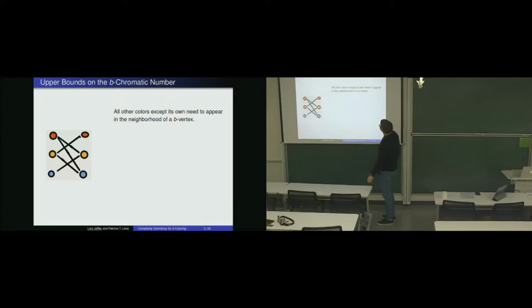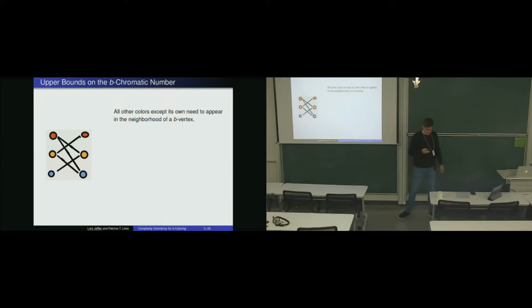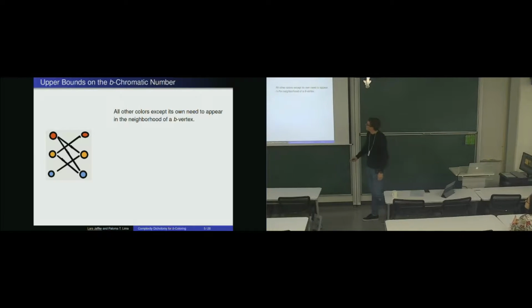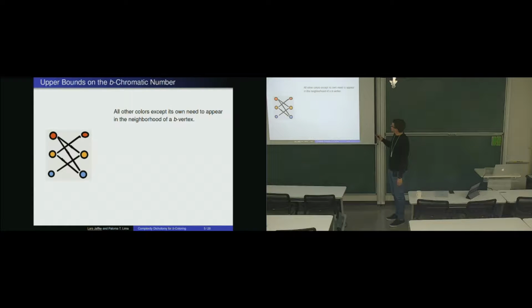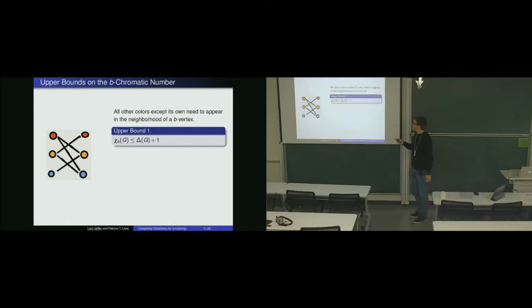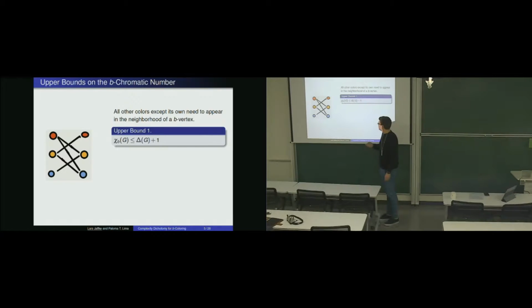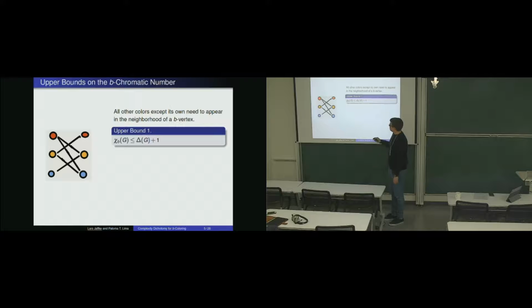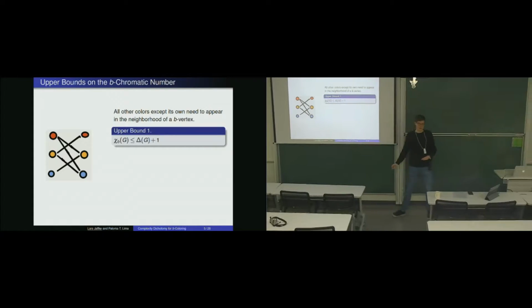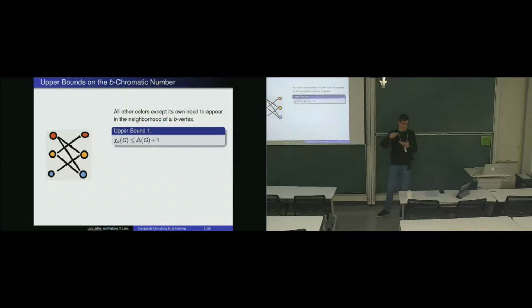All right. Okay, upper bounds on the b-chromatic number. So first of all, we know that all the colors except its own need to appear in the neighborhood of a b-vertex. So this implies that we can have at most the maximum degree plus 1 colors in any b-coloring. Right? In this case, maximum degree is 2, so we cannot have a b-coloring with 4 colors, right? Because a b-vertex needs to see 3 colors in the neighborhood.